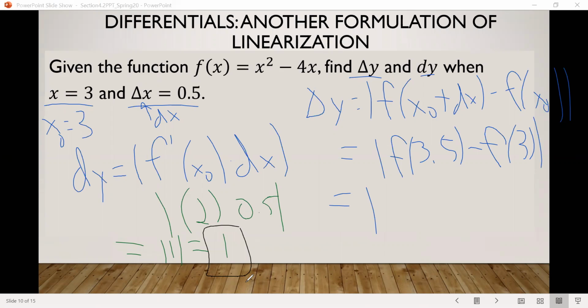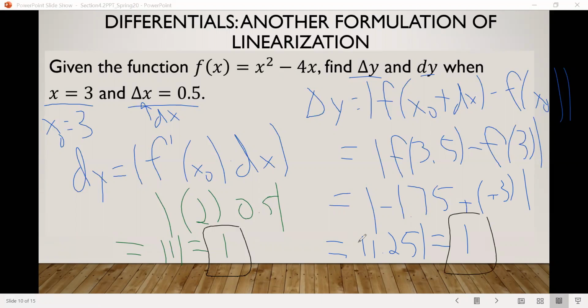So we do 3.5 squared minus 4 times 3.5. So we get negative 1.75 here. Minus, if we plug in 3 now, we get negative 3. If we do negative 1.75 plus 3, looks like we end up with the absolute value of 1.25, which is just 1. It's 1.25, sorry. It's not 1, it's 1.25.